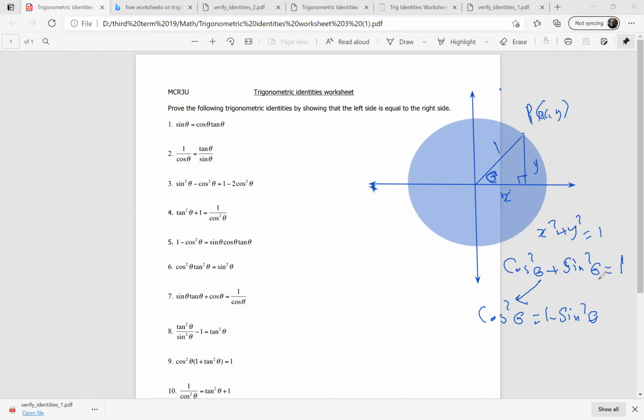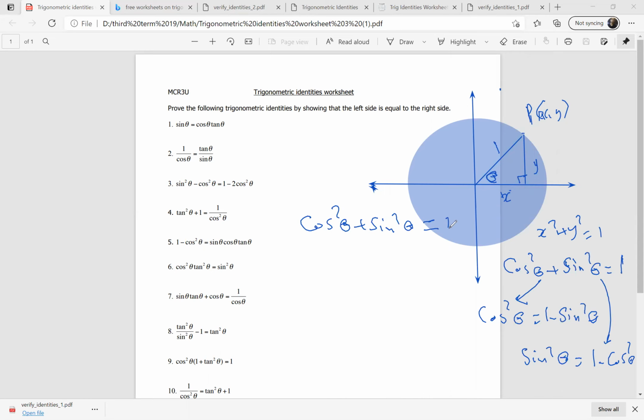We already explained this before. And if we need sine power of 2 theta, it will be 1 minus cosine power of 2 theta. Again, we can find by using this rule, cosine power 2 theta plus sine power of 2 theta equals 1 from this unit circle.